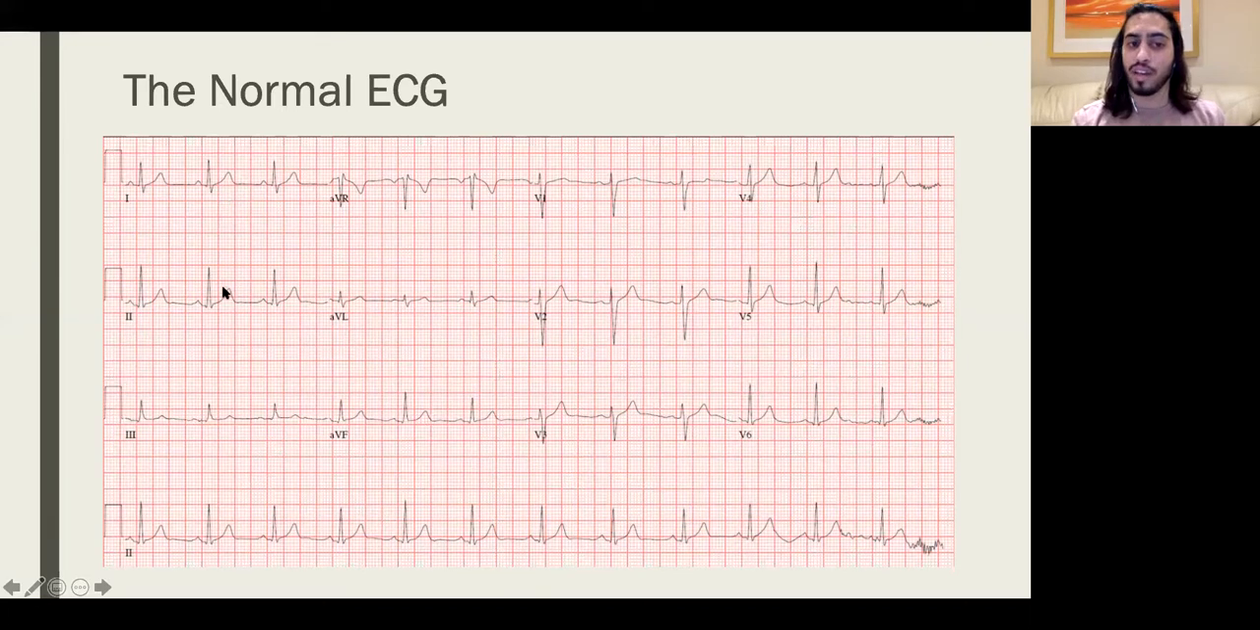I start off by looking at the limb leads. Okay, they're nice in order. Okay, look up and down, just view any abnormalities when you're looking at all of that. Then you go through the precordial leads. Okay, let's have a look through there.